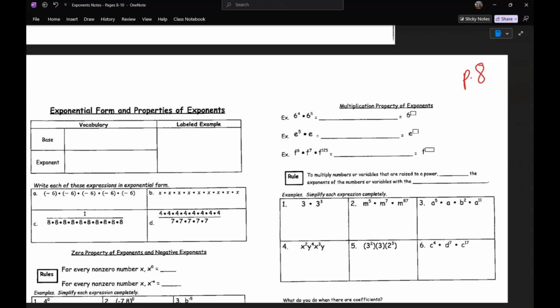So our vocabulary, we're going to look at numbers that are using exponents. So if we looked at 5 to the third, the base is the number being multiplied. In this case, it's the 5. And the exponent, sometimes that's called a power, is the number of multiplications. How many times we're going to multiply that 5. So our 5 is our base, and our 3 is our exponent.